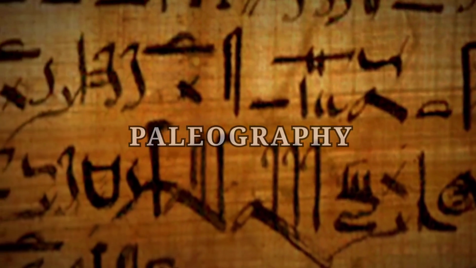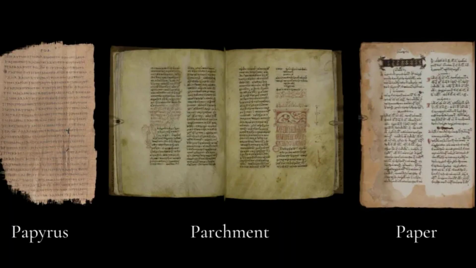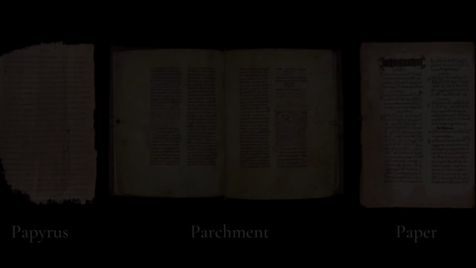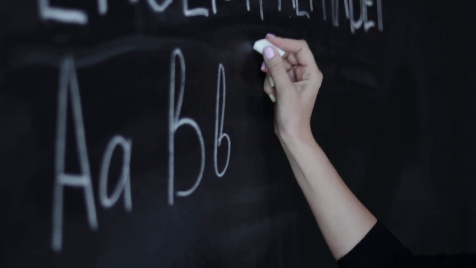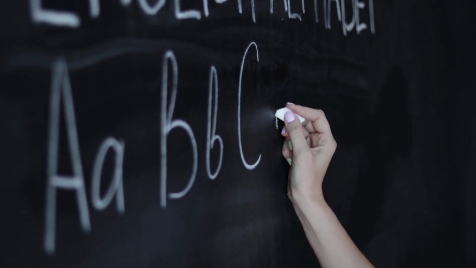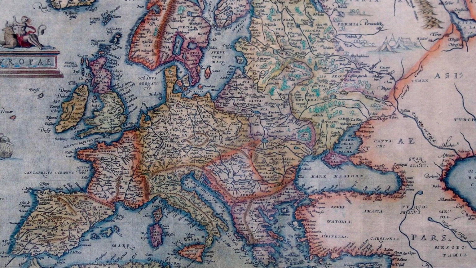Welcome back to Paleography, the science of ancient writing. In our first video, we explored the materials of ancient books: parchment, ink, and quills. Today, we're going deeper. We're going to trace how the very shapes of our letters evolved. We'll be focusing on European paleography, the development of Latin script in the Western world.